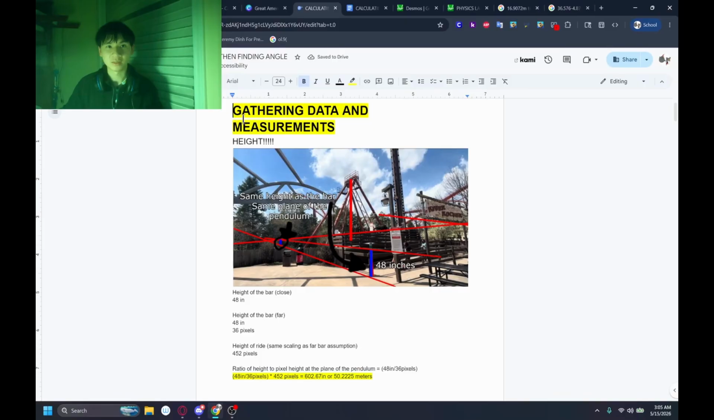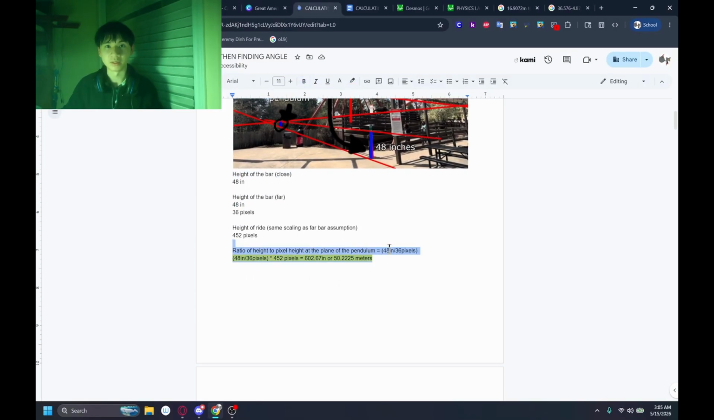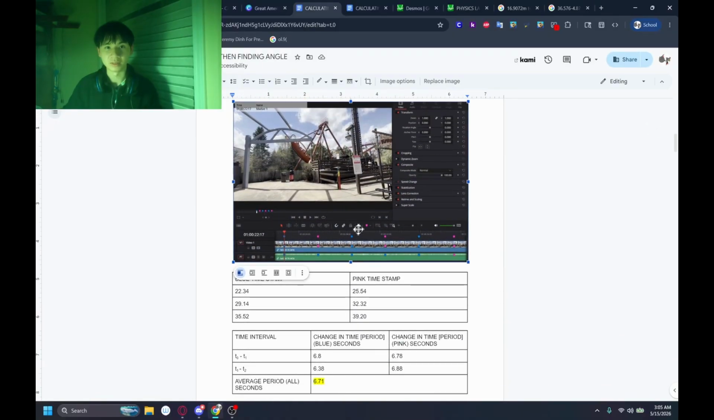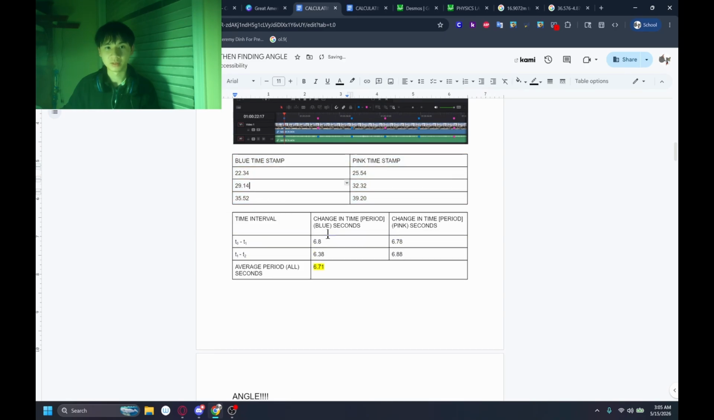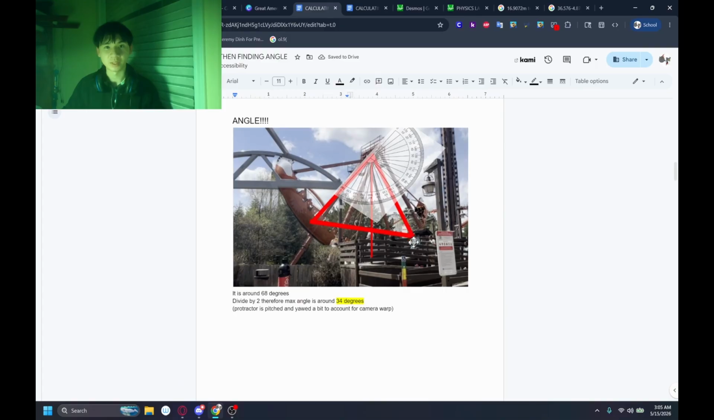So it shows us how we gathered the height, right? The pixel height of the bar, the ratio of the bar in the picture that we use, the period once again, the timestamps and everything, and then time intervals and everything. So this is how I calculate the maximum angle.